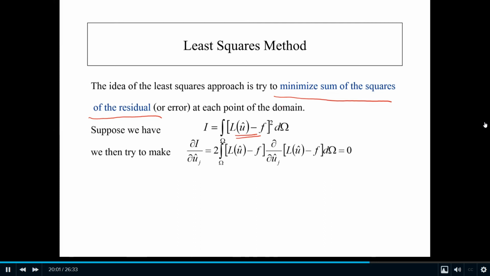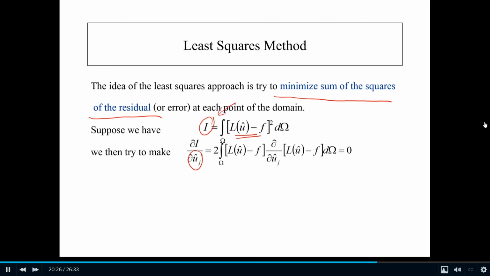Okay, and then we try to minimize this, set equal to 0. Minimize this square of the error, integrated globally over the domain. This has nothing to do with the total potential energy. Okay, it's not total potential energy.